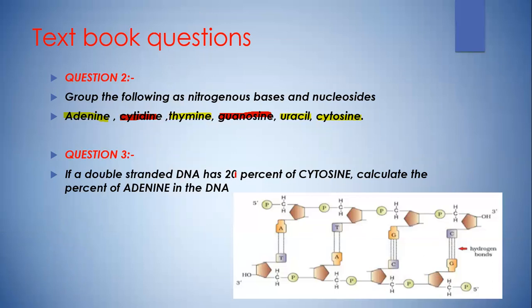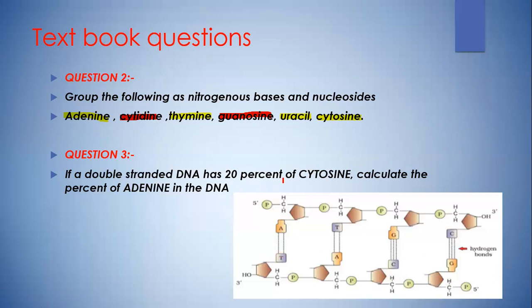If a double-stranded DNA has 20% of cytosine, calculate the percentage of adenine in the DNA. You can solve this question on the basis of Chargaff's rule. I think all of you know what Chargaff's rule is. In case you don't remember, just remember one thing: A will always pair with T and G will always pair with C.